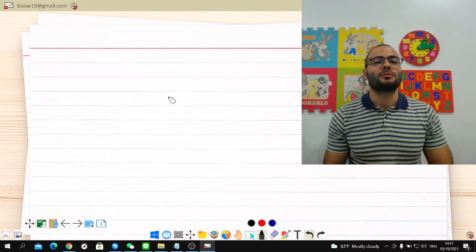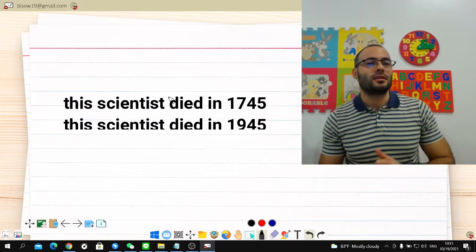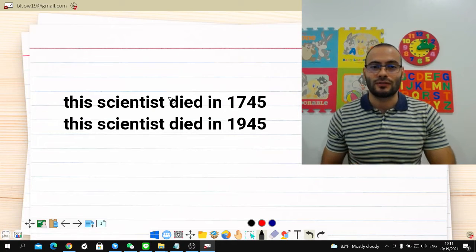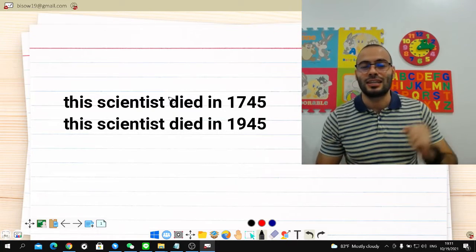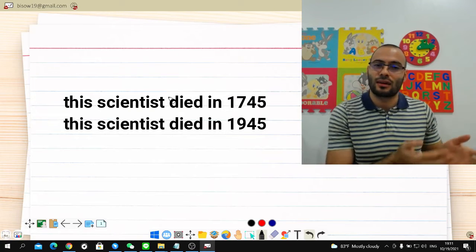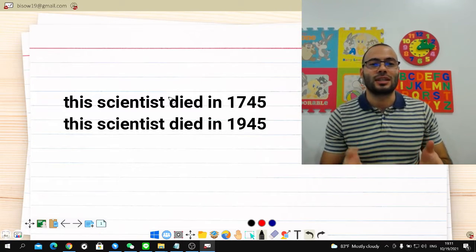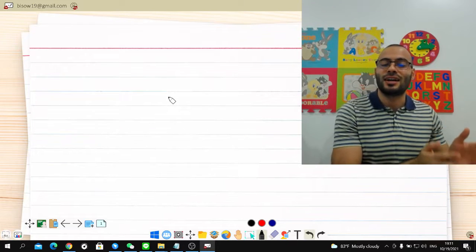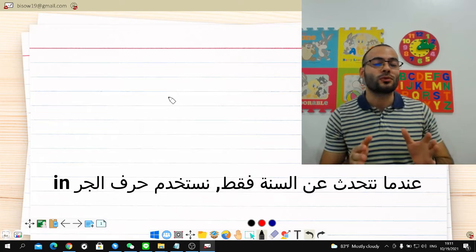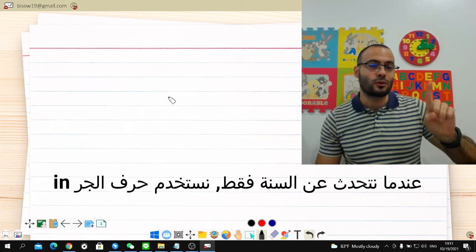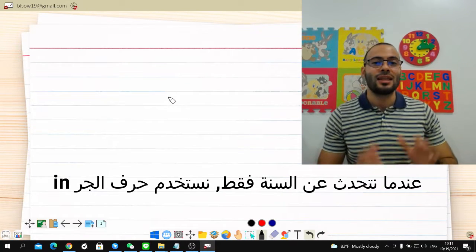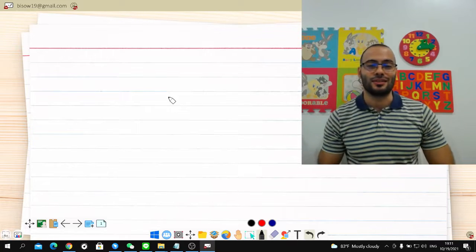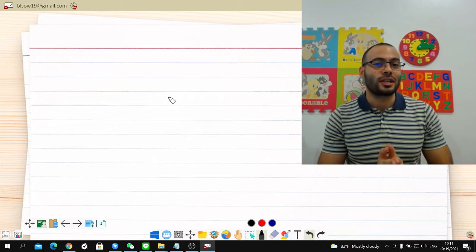Another example, we can say this scientist died in 1745. So I'm talking about some event in history that happened, which is the death of the scientist. So basically an unfortunate event. So I'm saying this scientist died in 1745. So whenever we're talking about the year, only the year, we're mentioning only the year in the sentence, then we will use the preposition in. So in and year.